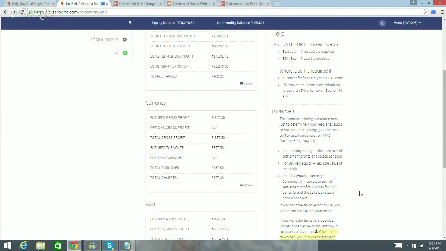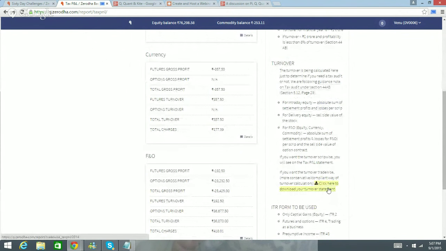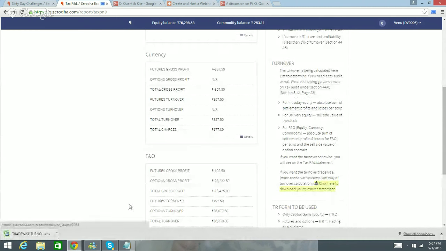Trading doesn't end just by transferring money and buying and selling. After that whole thing is done, there is something you have to do to complete the cycle, which is to file your taxes. So we are the first out there to give a proper turnover statement.